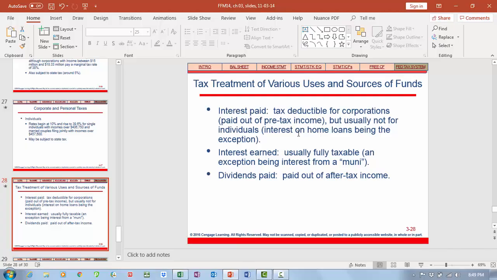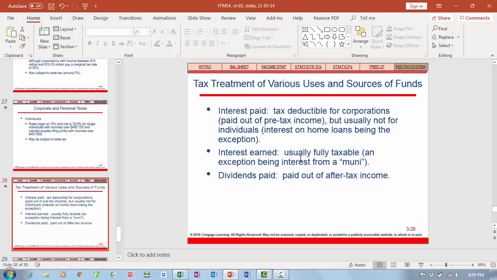Munis are municipal bonds. So, for example, if I earn interest on a bank savings account, even though they pay very little, it's taxable. It adds to my personal income. But if I invest in municipal bonds, any interest that I earn from municipal bonds is exempt from federal tax. Though you still have to pay state tax, or maybe some other taxes at the county or state level.